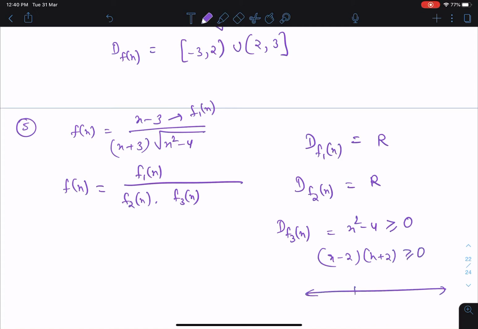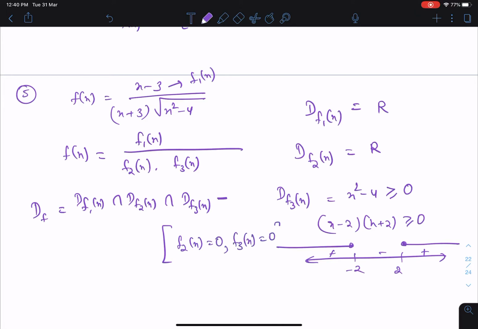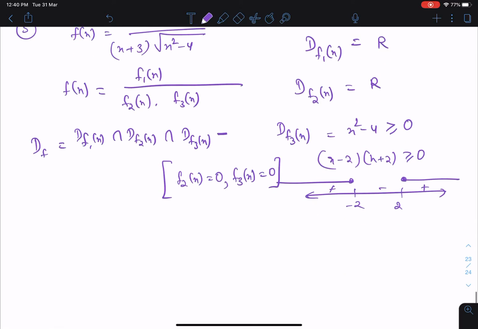So what is the solution you got? You got from here to here and from here to here after assigning the sign. Okay, you got the domain for all three. What is the rule when something is in the numerator and something in the denominator? Your final domain will be the domain of f1(x) intersection domain of f2(x) intersection domain of f3(x), minus the points at which f2(x) is giving you 0 value and f3(x) is giving you 0 value. Correct?